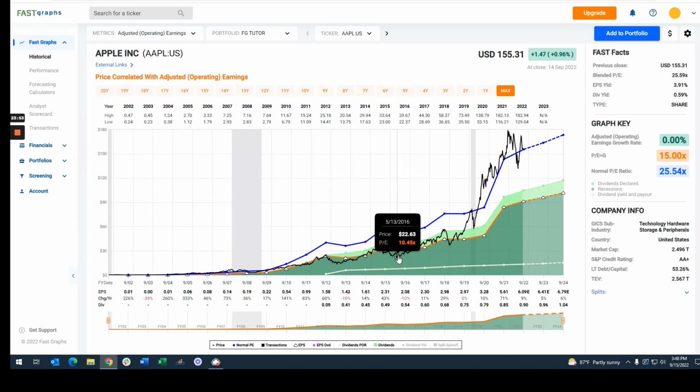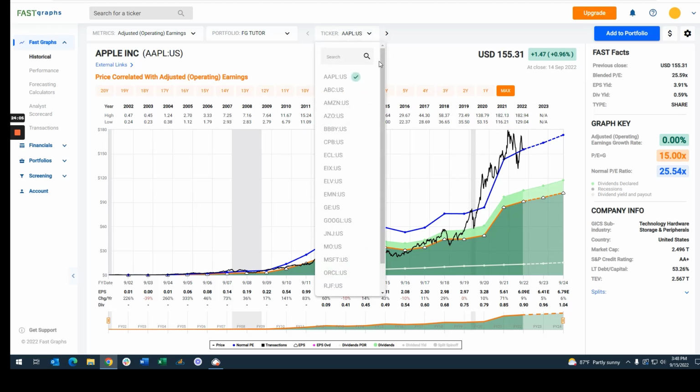Clearly, it was a great buy back here when it was trading at 10 multiples. It's questionable whether it's such a good buy here. Now, it might have been a great hold, but whether it's a good buy or not is a totally different question. So there's a lot of things that you can do with Fast Graphs that you can't do with any other service that I know of.